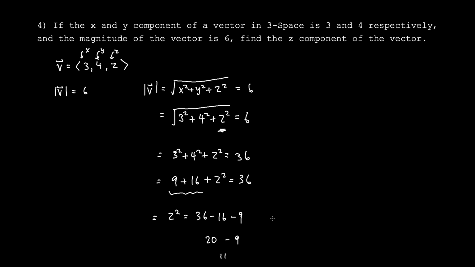So our z squared is equal to 11, and z is equal to the square root of 11. So our z component would be the square root of 11, and we can verify this by plugging it back into our vector. So our vector now is 3, 4, and the square root of 11.